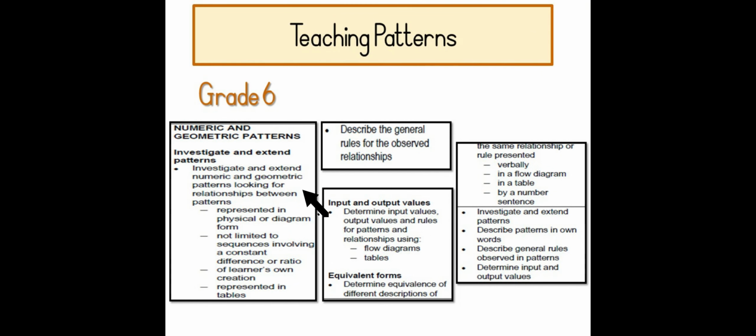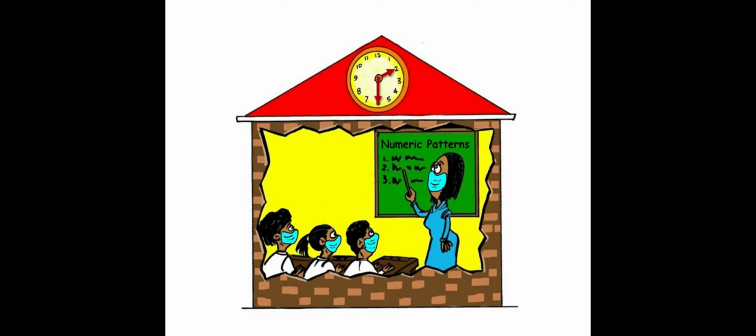Learners in grade 6 will do numeric and geometric patterns during the first weeks of the fourth term. 9 hours have been allocated for this. Once again, the learners will investigate and extend numeric and geometric patterns, looking for relationships or rules of patterns. They must be able to describe the general rules for the observed relationships. As with the grade 5s, they must determine input and output values and rules for patterns and relationships. And as in grade 5, the learners must be able to determine equivalence of different descriptions.